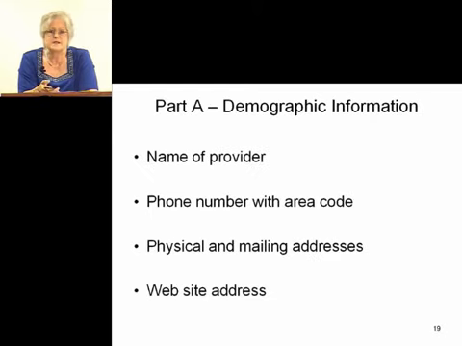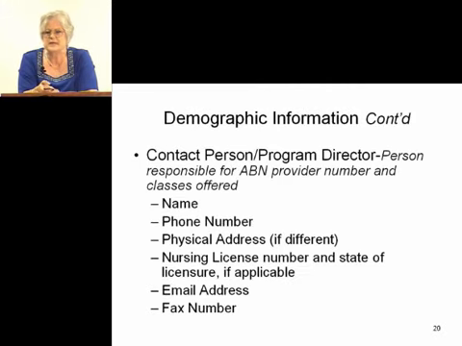Demographic information asks for the name of the provider, the phone number with area code, the physical and mailing addresses, and the website address. We ask for the name and identity of the contact person or program director, that is the person responsible for the ABN provider number and the classes offered. In addition to the name, of course, we need the phone number if it's different, the physical address if it's different. If the program director or contact person is a nurse, we would like your nursing license number and the state of licensure. We need also an email address and fax number.